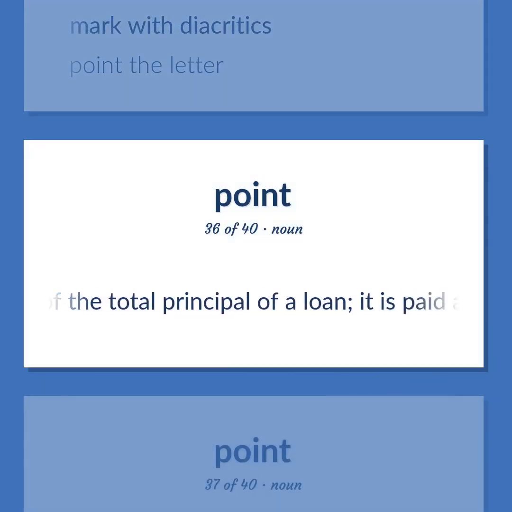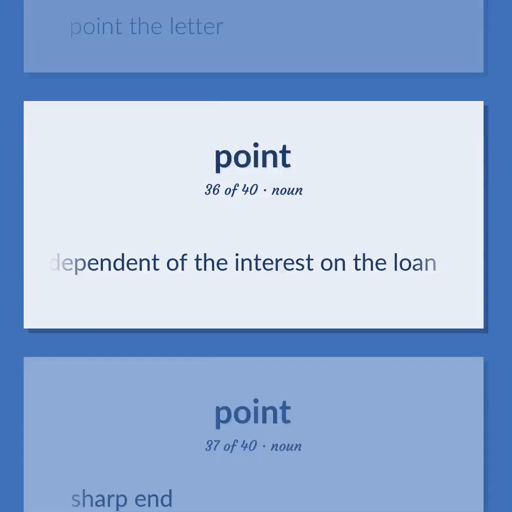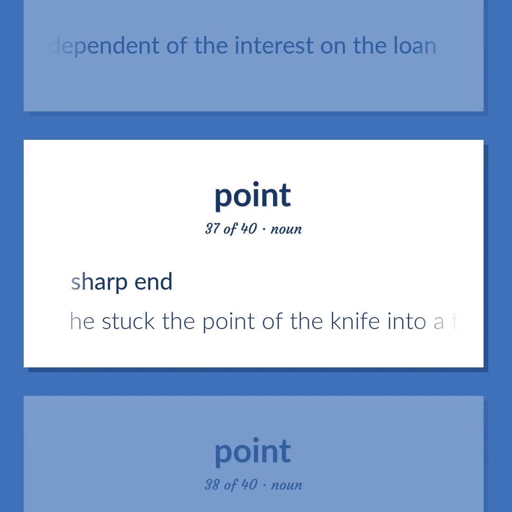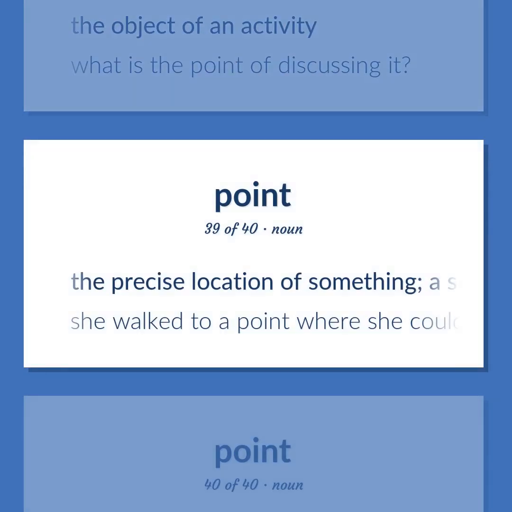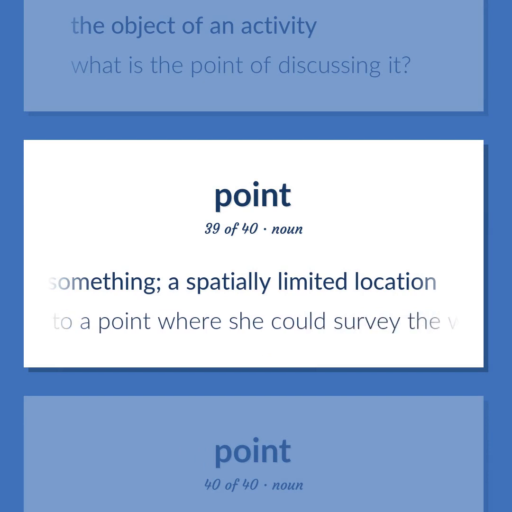1% of the total principal of a loan. It is paid at the time the loan is made and is independent of the interest on the loan. Sharp end. He stuck the point of the knife into a tree. The object of an activity. What is the point of discussing it? The precise location of something, a spatially limited location. She walked to a point where she could survey the whole street.